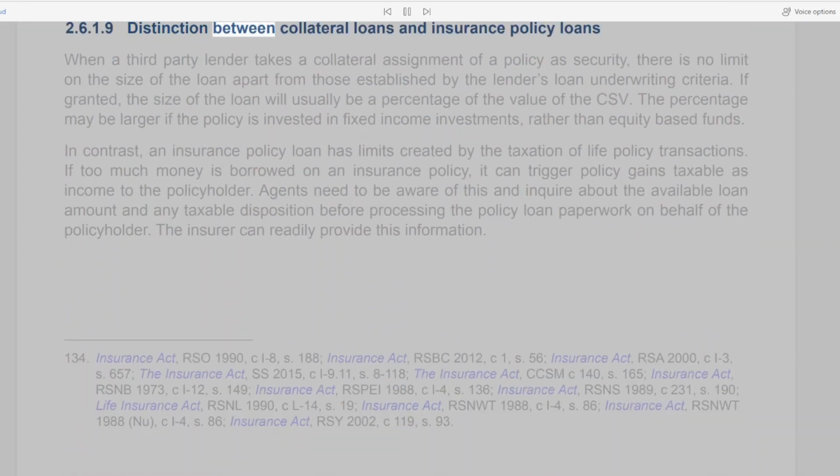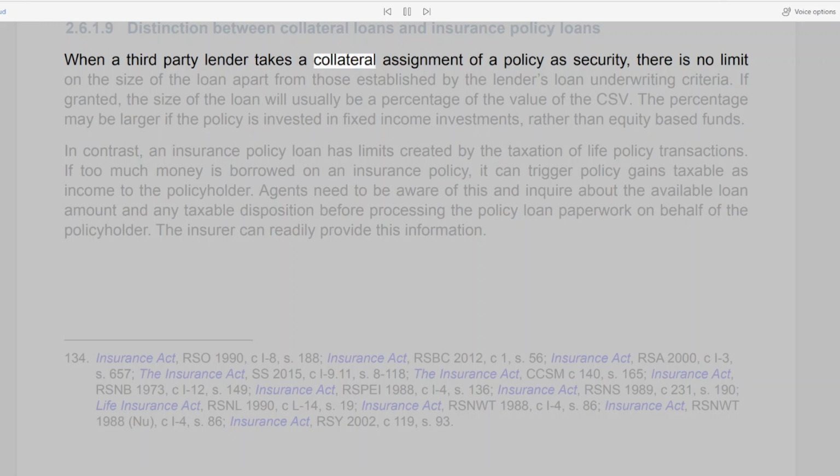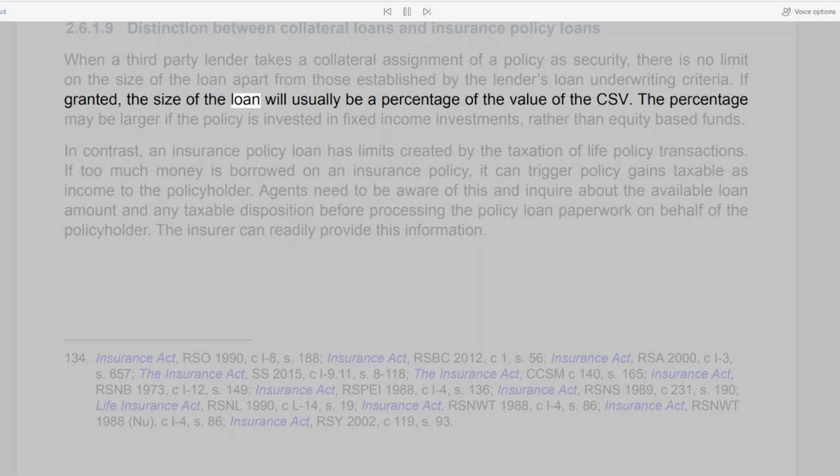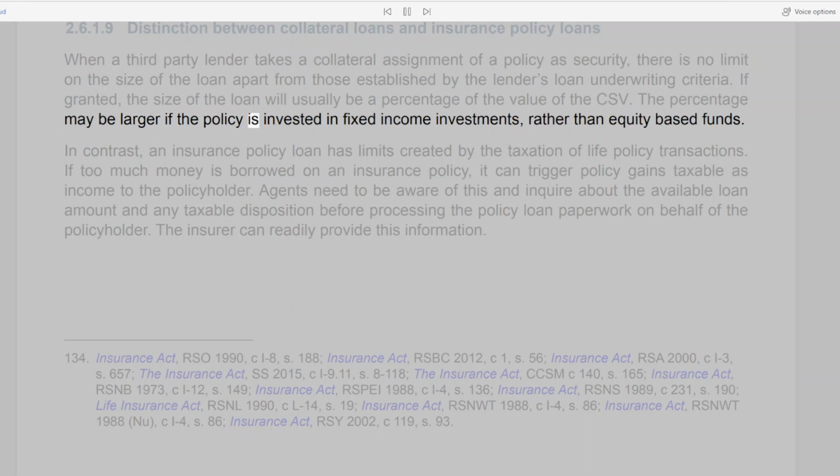2.6.1.9 Distinction between collateral loans and insurance policy loans. When a third-party lender takes a collateral assignment of a policy as security, there is no limit on the size of the loan apart from those established by the lender's loan underwriting criteria. If granted, the size of the loan will usually be a percentage of the value of the CSV. The percentage may be larger if the policy is invested in fixed income investments rather than equity-based funds.